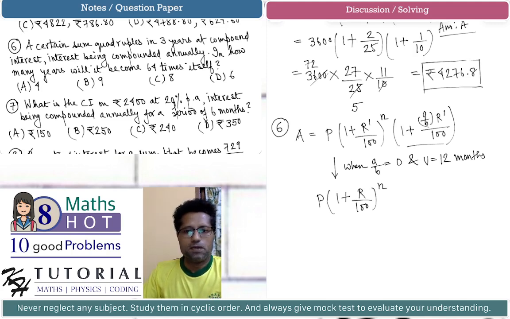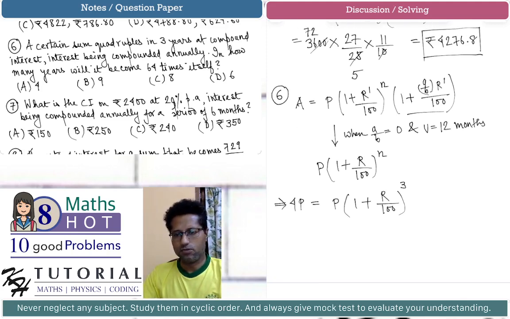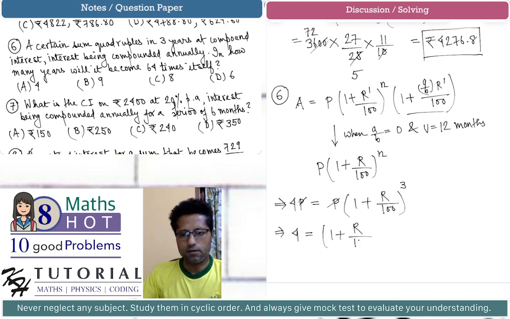So it is given in the first case that a certain sum quadruples in 3 years. Quadruples means the amount becomes 4 times. So we must have 4P equal to P multiplied by (1 + R/100) to the power n. Now n is 3, so we have this. From this we can solve for R, because P cancels out and we have 4 equal to (1 + R/100) cubed.